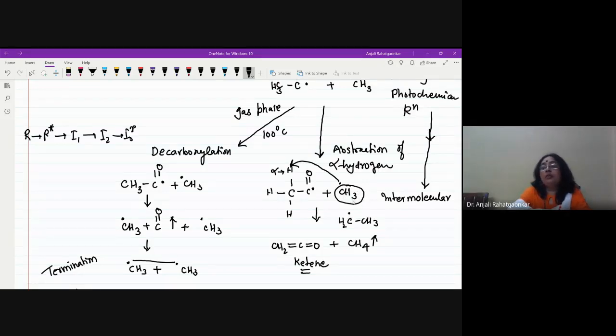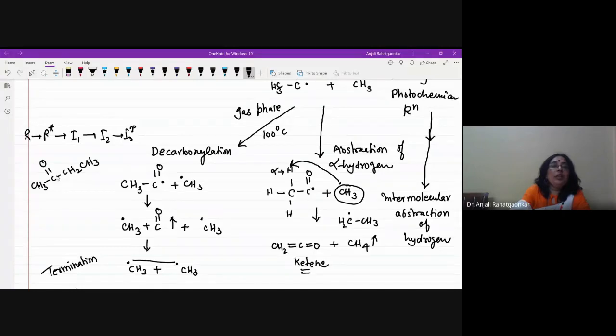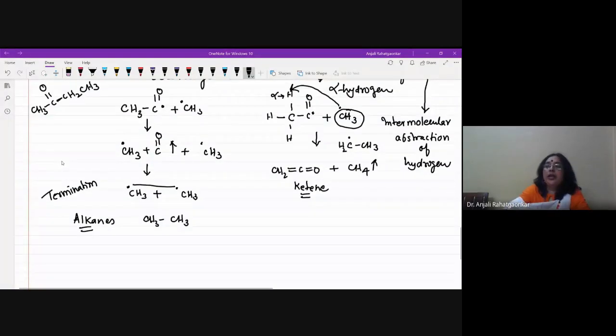CH3 is a very highly stable radical, so it will not give up any hydrogen. But if we consider this, so instead of this, if I take this, in that case only we have intermolecular abstraction of hydrogen. Okay, so if I am taking this moiety, what will be my radicals? The radicals will be like this.